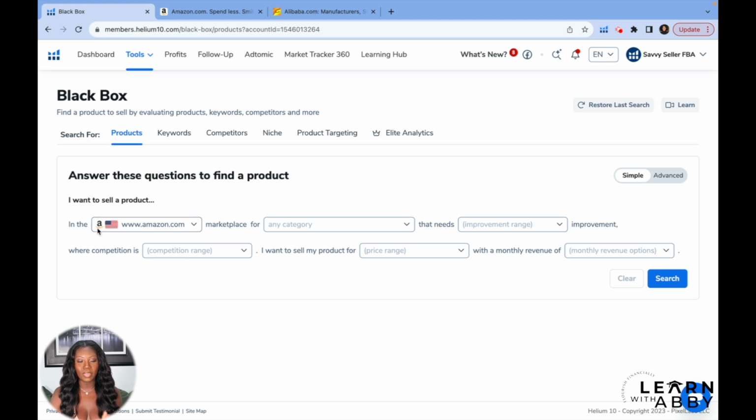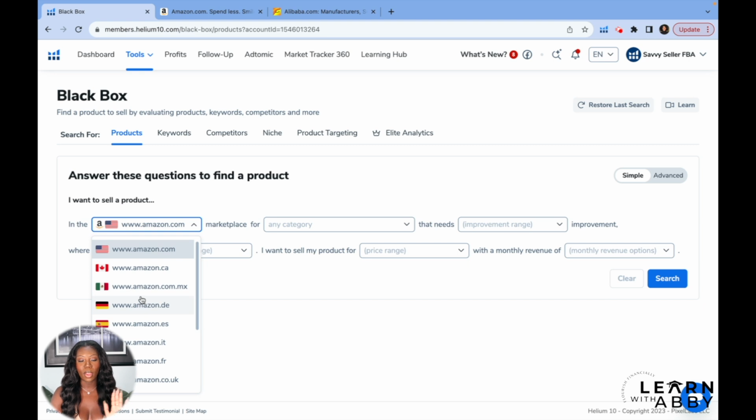So I'm going to leave it at the default where it says amazon.com, but for future reference, when you're looking for other marketplaces, you have the option for all of these different markets. There's tons, but let's leave it at US for now.